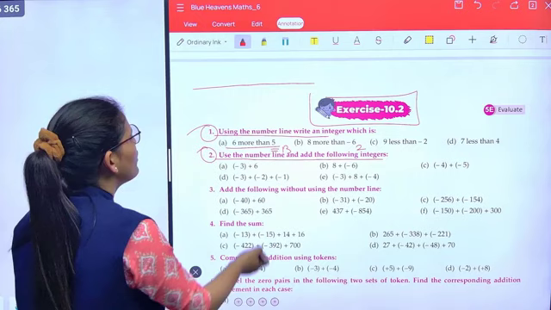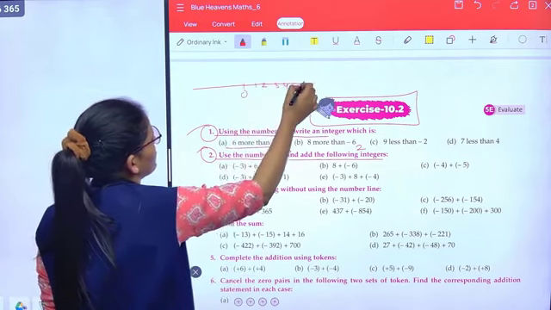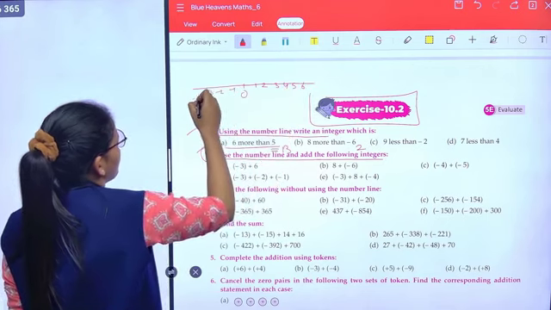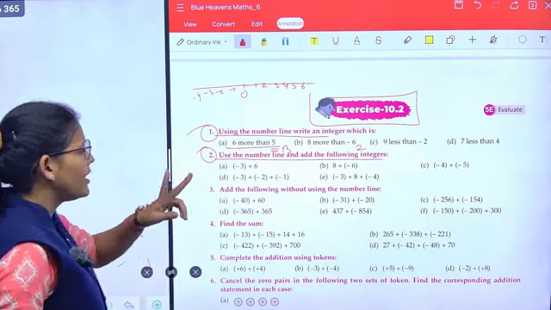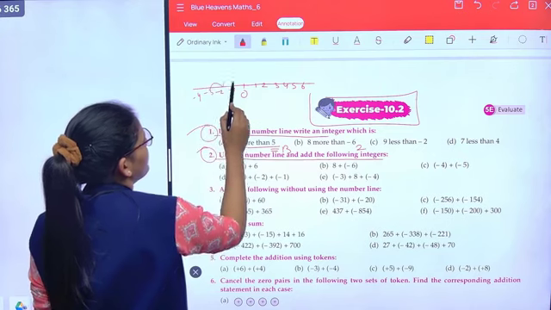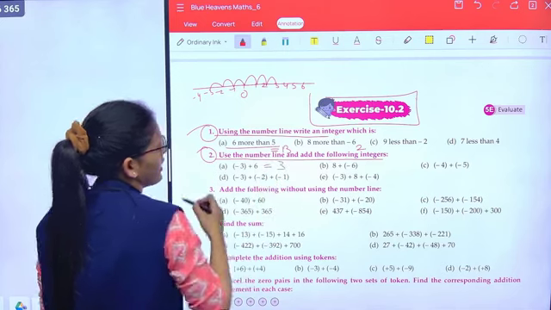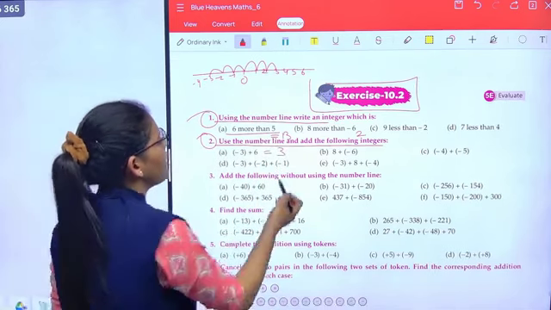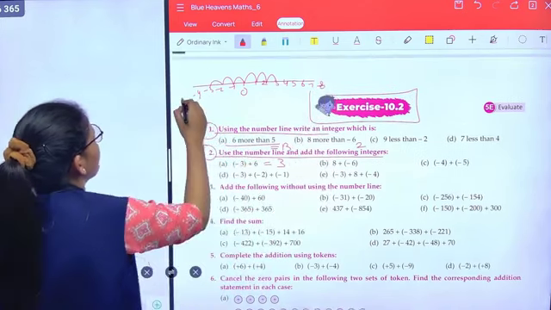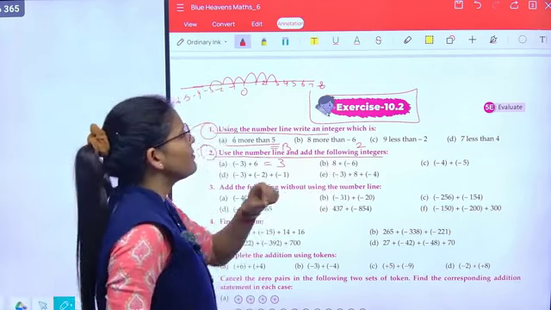क्लास हम अपने नंबर लाइन को ड्रॉ कर लेते हैं. 0, 1, 2, 3, 4, 5, 6, minus 1, minus 2, minus 3, minus 4. Now class, minus 3 plus 6: minus 3, plus 6, and 1, 2, 3, 4, 5, 6, that is 3. Understand? ऐसे ही क्लास हम उसको 7, 8 and minus 5, minus 6. There is 8 plus minus 6.